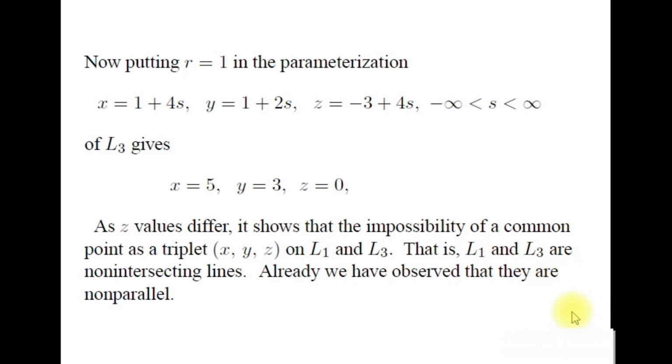Already we have observed that they are non-parallel. So, non-intersecting and non-parallel. So it follows that L1 and L3 are skew lines.